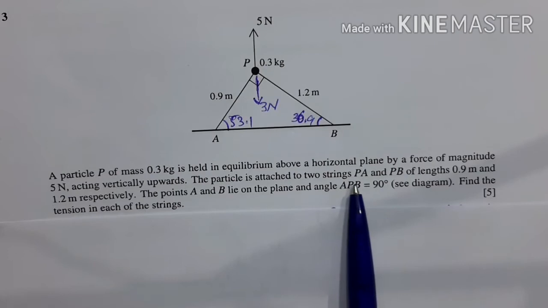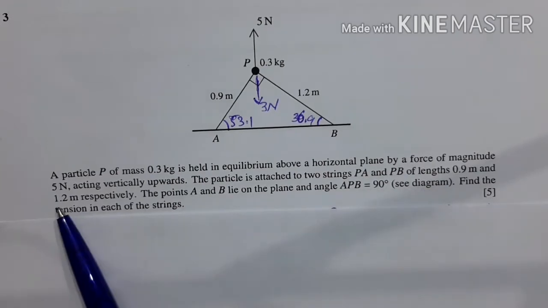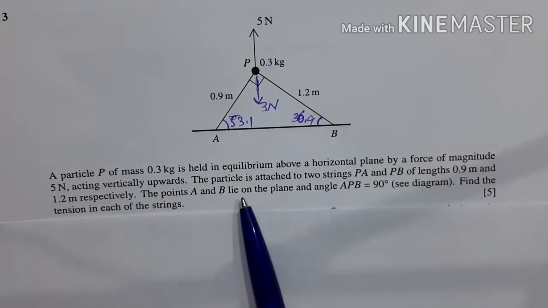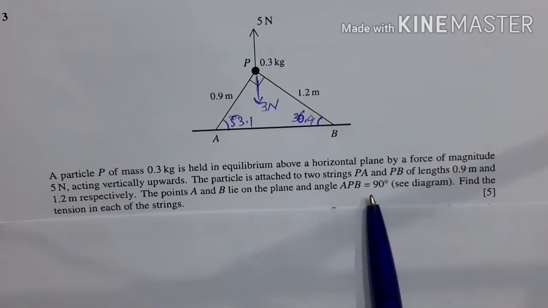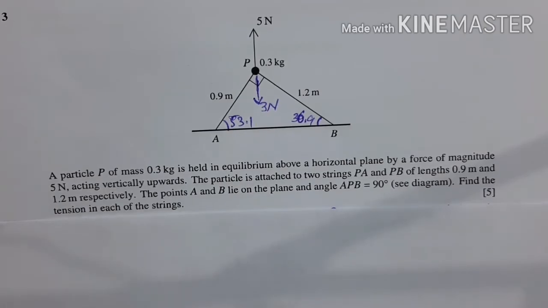Particle is attached to the 2 strings PA and PB of length 0.9 meters and 1.2 meters respectively. The points A and B lie on the plane and angle APB is 90. Find the tension in each of these strings.